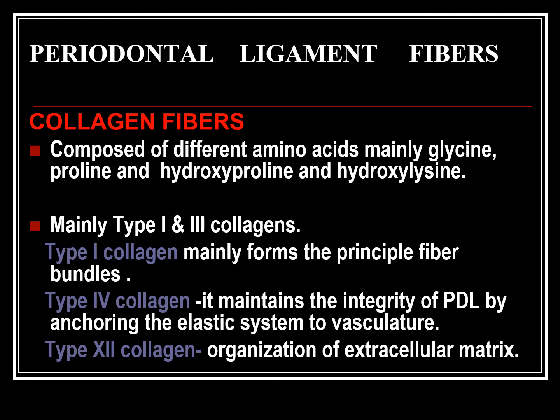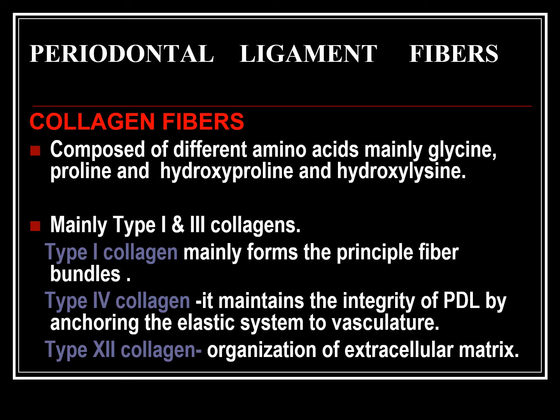Periodontal ligament fibers are mainly collagen fibers, and the periodontal ligament is mostly supported with the help of the collagen fibers, which can be type 1 and type 3. The type 1 collagen mainly forms the principal fiber bundle. So the main fiber group in the periodontal ligament is the type 1 fibers, and these fibers are mostly composed of different amino acids which are mainly glycine, proline, hydroxyproline, and hydroxylysine.